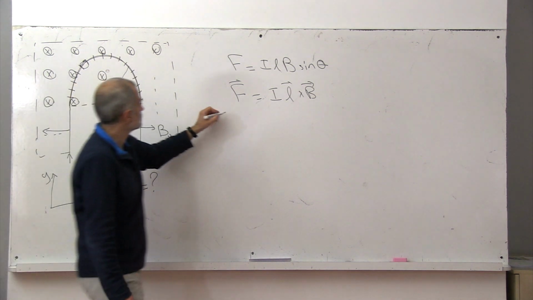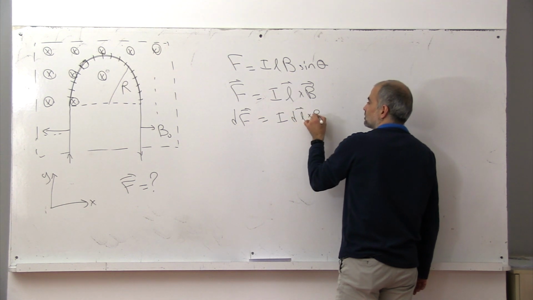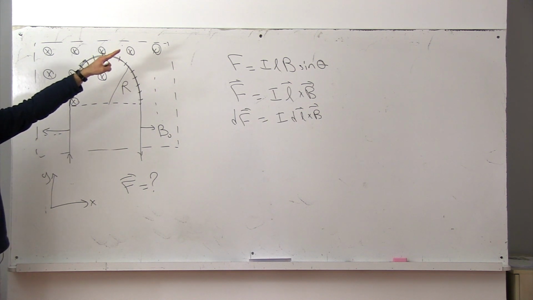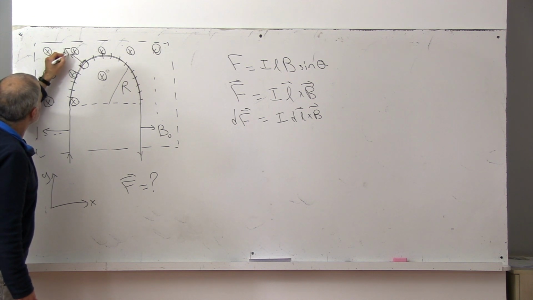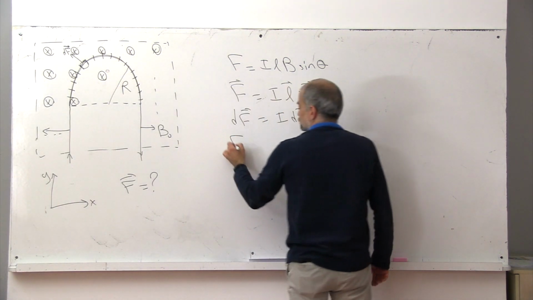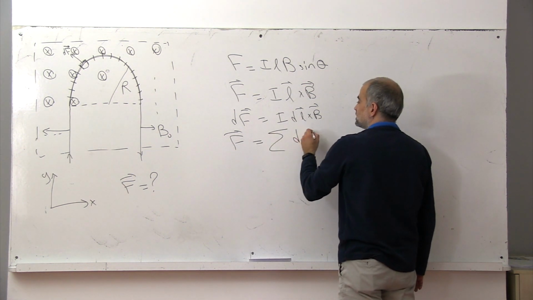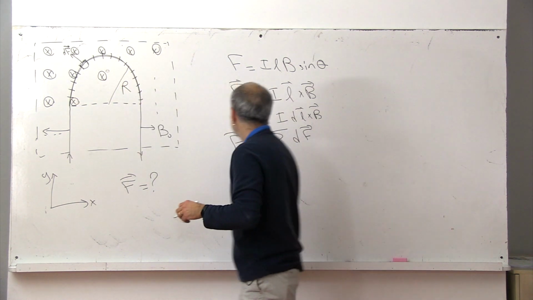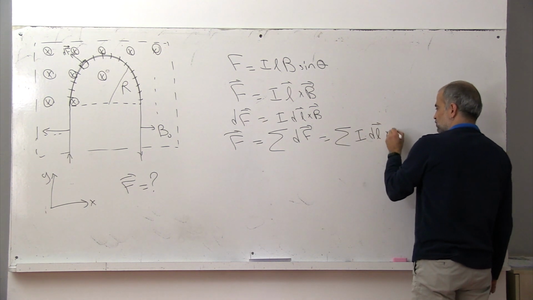The force acting on that segment will be I times dl cross B. dl is pointing in that direction. B is pointing into the screen. So dl cross B is, this is the direction of dF. So to calculate the total force, in that case we need to sum all these dF's around this arc, which is given by I dl cross B.